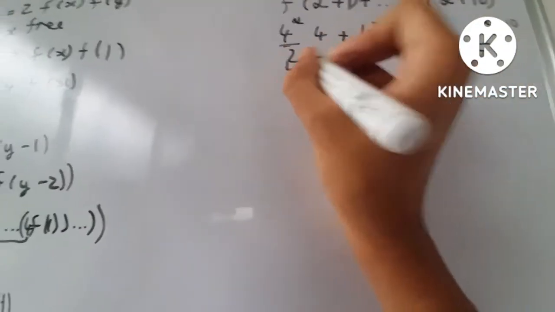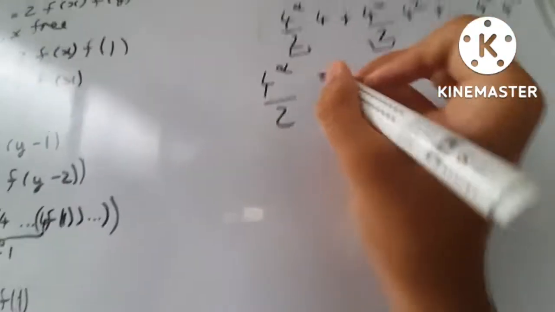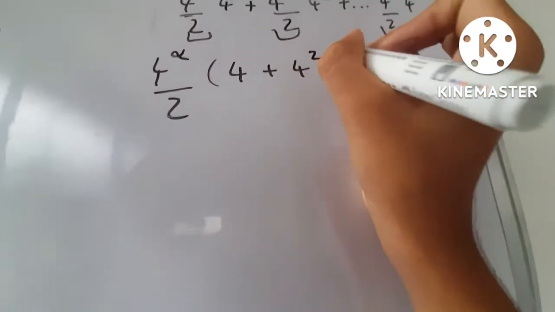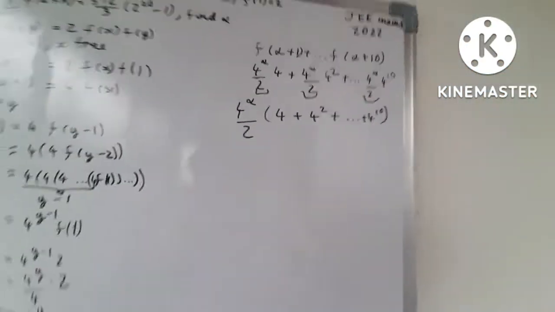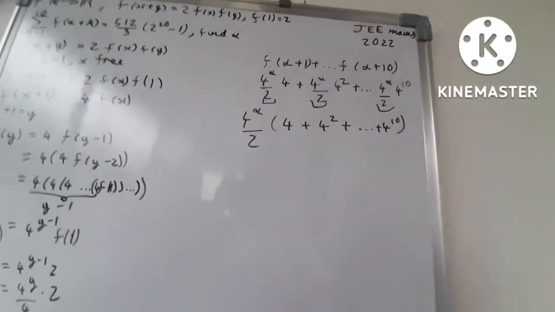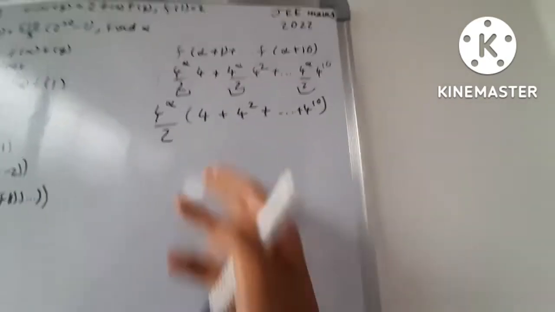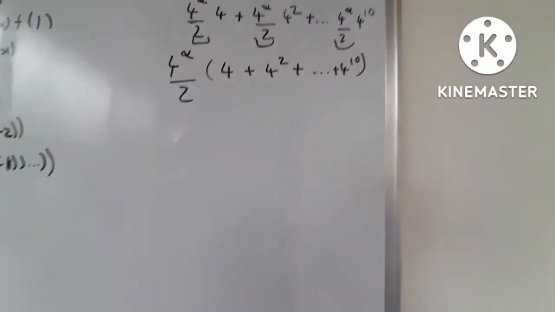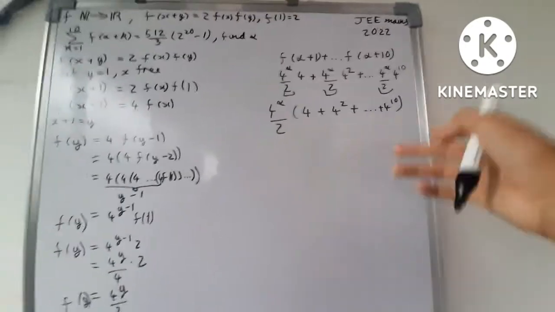Now we see this is common everywhere, so we can factor it out. 4 to the alpha upon 2 is common everywhere, and what we're left with is something that people call a geometric progression. If you don't know anything about this, then I don't know why you're watching this really. I mean, you should know stuff about it. So this is the geometric progression. It's like an arithmetic progression, but rather than a common difference, it has a common ratio. And here it's quite clear, the first term is 4 and the common ratio is 4.